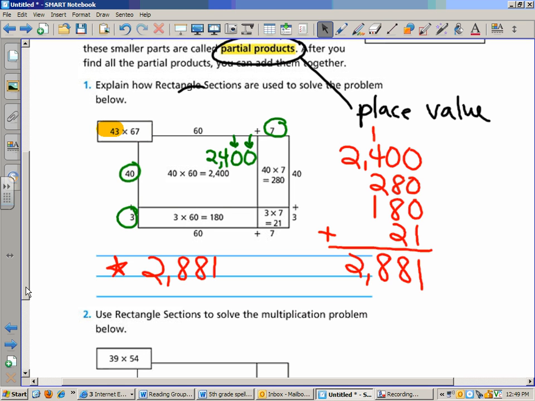Using multiplication or estimation to check our reasonableness, is this about right? We can go back to our original multiplication problem, 43 times 67.